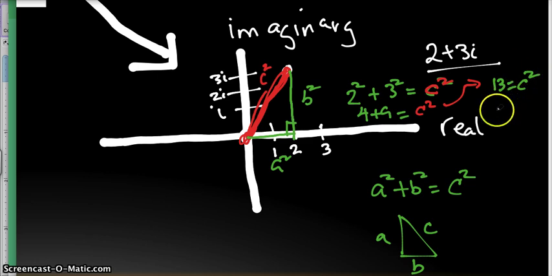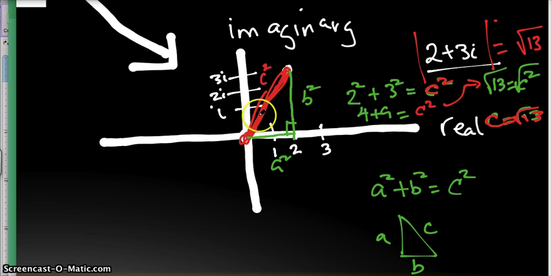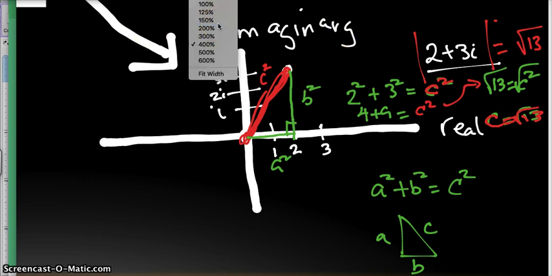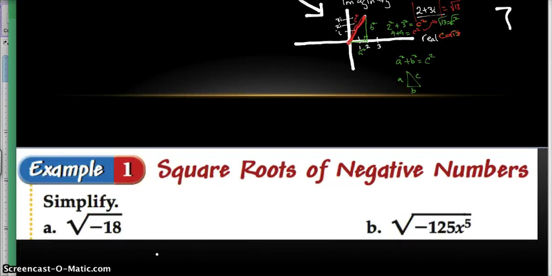How do I undo something that's being squared? I take the square root of it. So I take the square root of both sides, and I get c is equal to the square root of 13. Let me write that in red so we know what we're talking about. And so when I talk about the absolute value of a complex number, in this case, the distance from the origin to that number on this imaginary plane is going to be the square root of 13. All right, let's get out of this. I know that was a whole lot. This is going to be a longer video than usual, and that's all right.